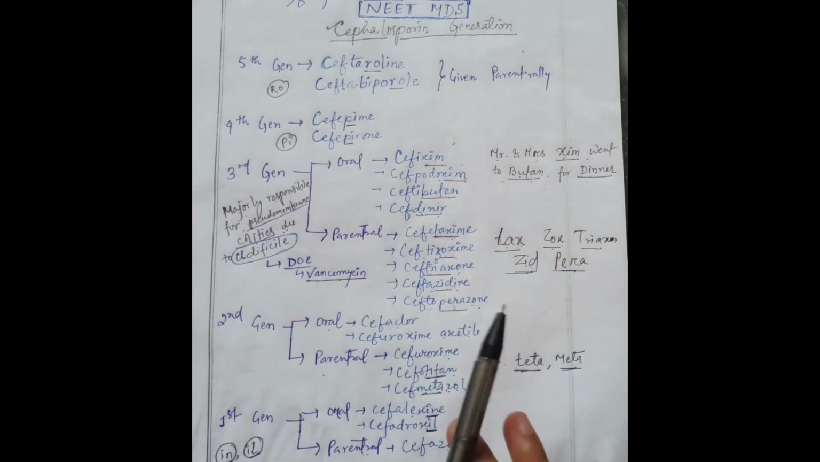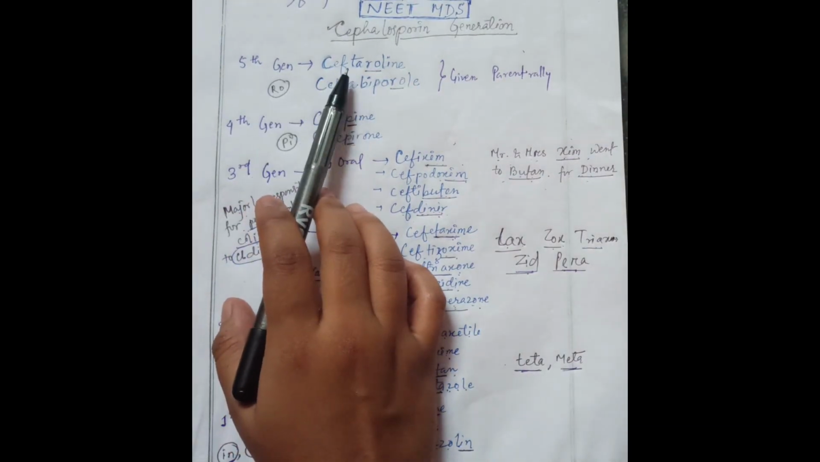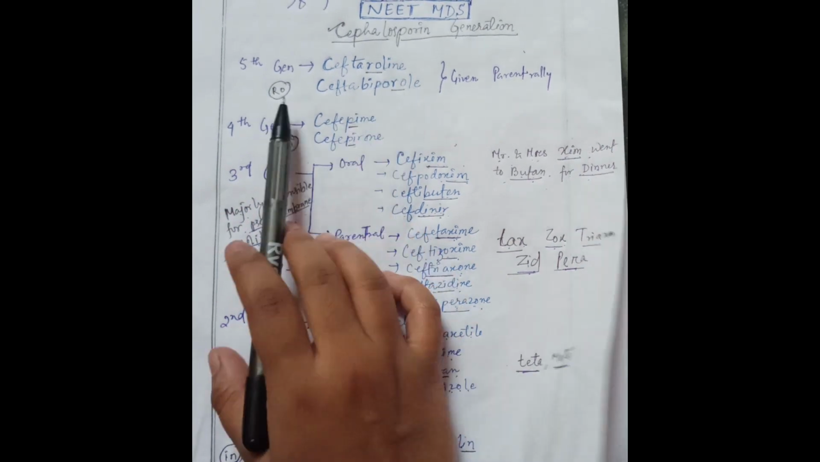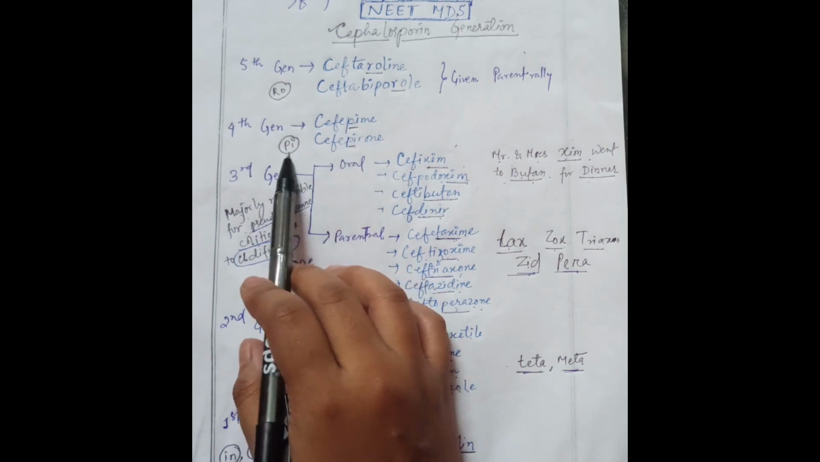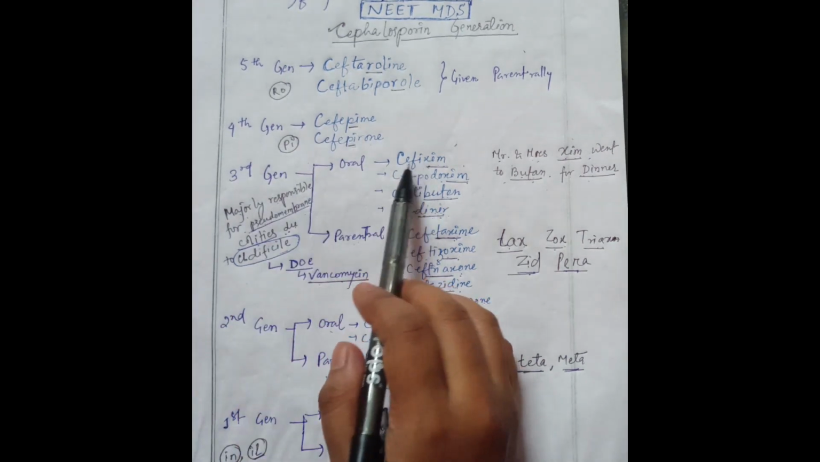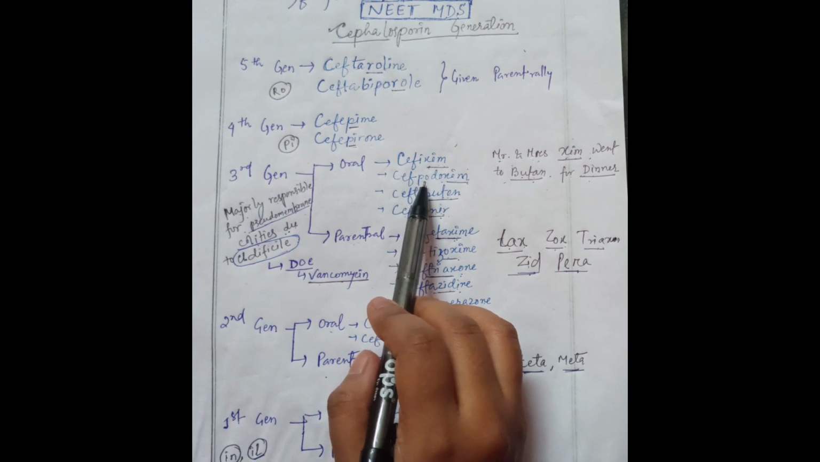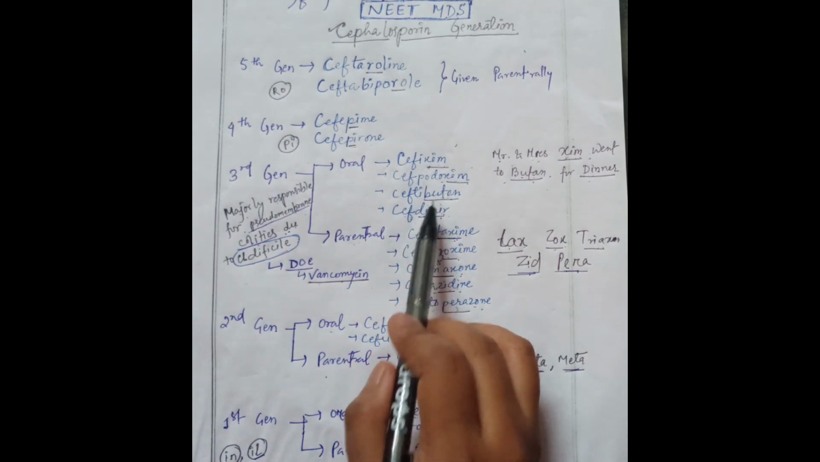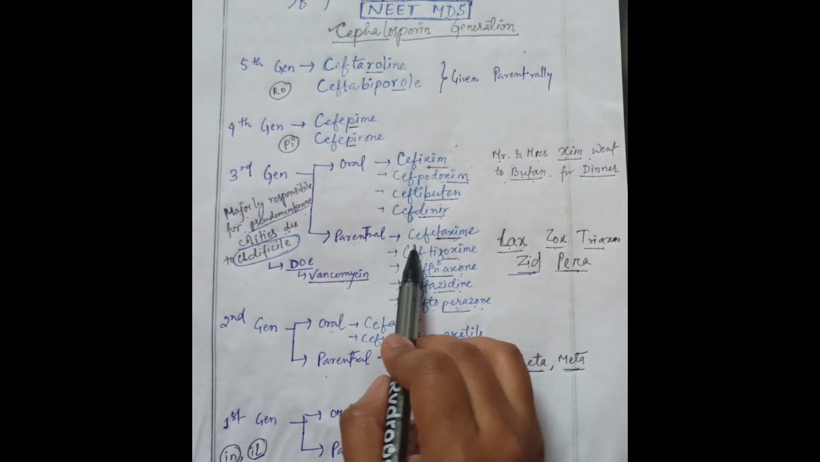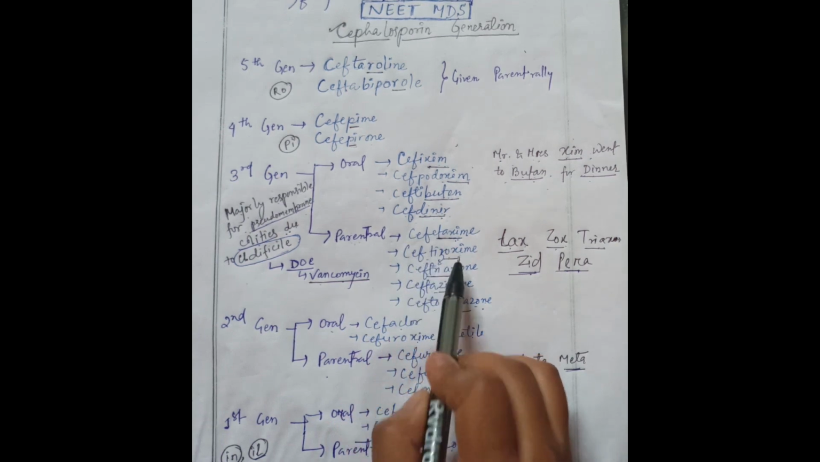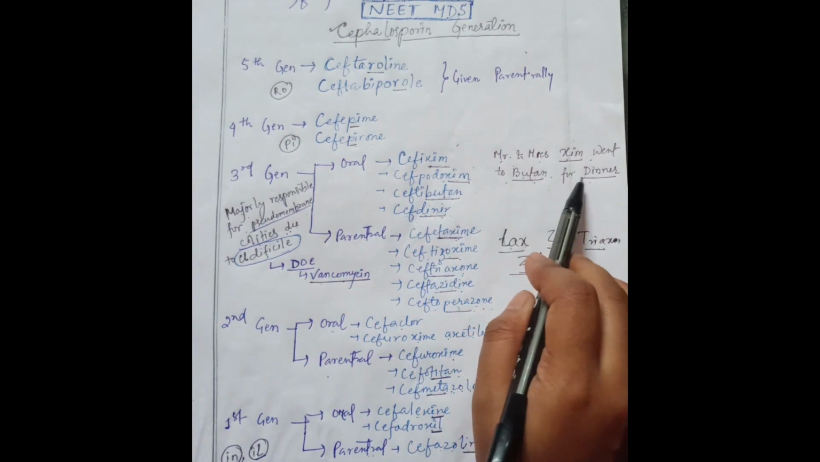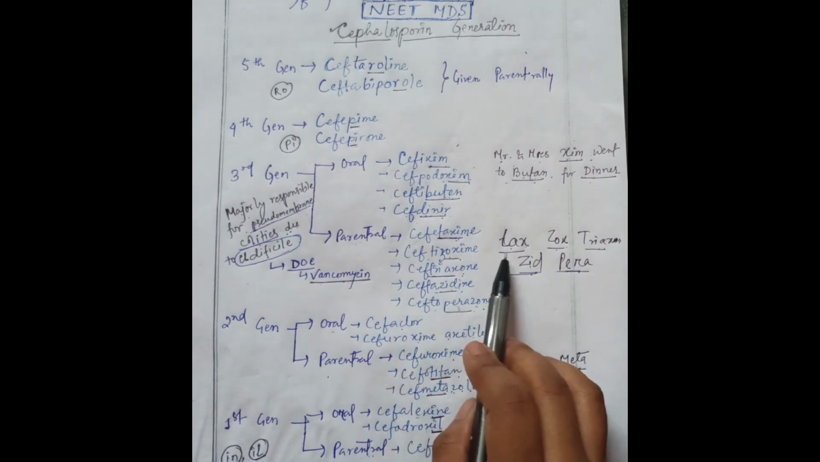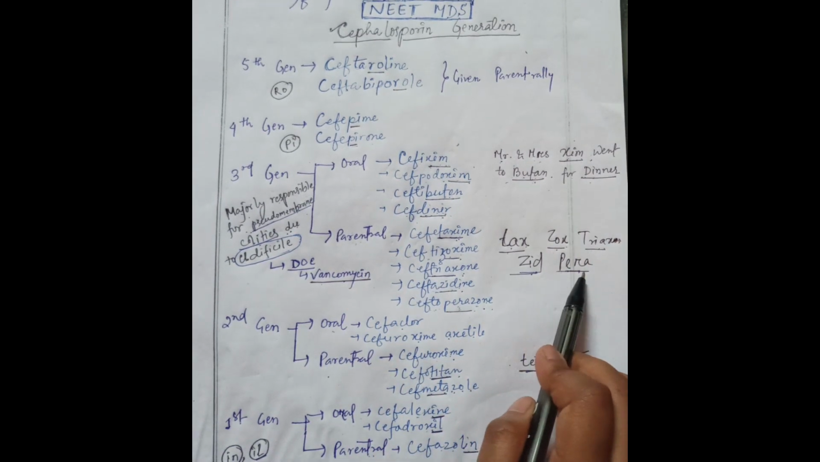So now let us revise again. 5th generation, ceftaroline, ceftobiprole. To remember RO. 4th generation, cefepime and cefpirome. To remember PI. 3rd generation, orally, cefixime, cefpodoxime, ceftibuten and cefdinir. And parenteral, cefotaxime, ceftizoxime, ceftriaxone, ceftazidime and cefoperazone. To remember the oral, Mr. and Mrs. Zyme went to Bhutan for dinner. And to remember the parenteral, tex, zox, triax, zid and para.